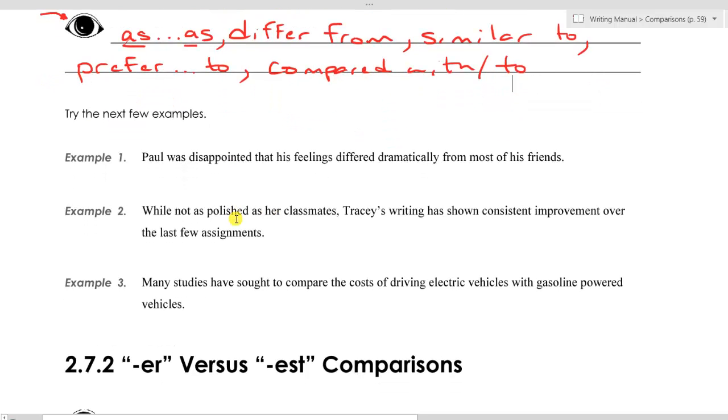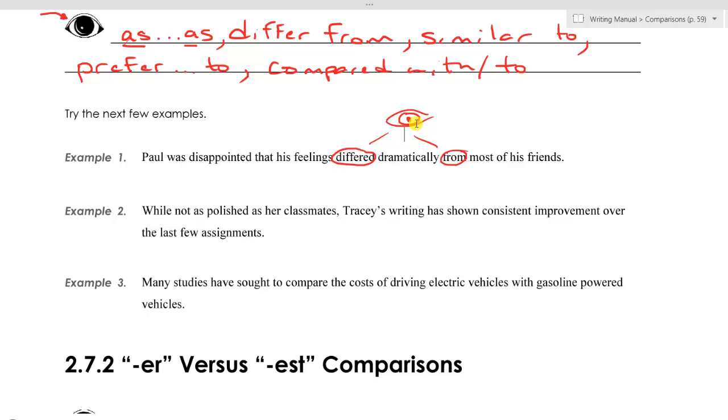Look at examples 1, 2, and 3. You want to do a couple things here. You might want to circle your comparison tip-off clues. So there's the differ from. That would be your tip-off clue in number 1. So circle your comparison tip-off clues and then see if the comparison is clear or fair. If it is not, make the appropriate correction.